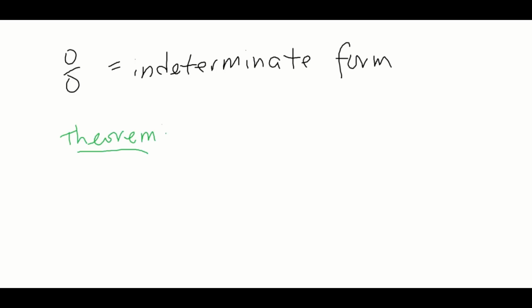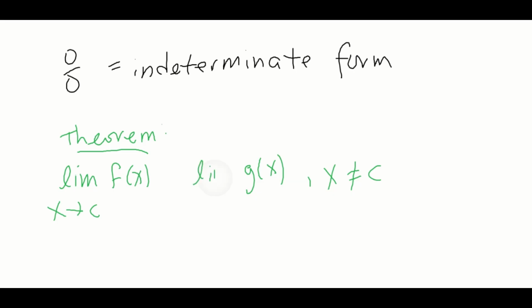So the theorem we'll use goes like this. If we're looking for the limit of a function f of x as x approaches some real number c, and we can find another function, g of x, that has all the same values except for where x equals c, then we can say the limit of g of x as it approaches c is equal to the limit of f of x as it approaches c.